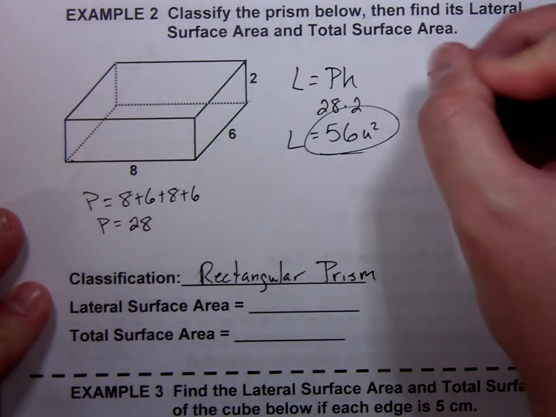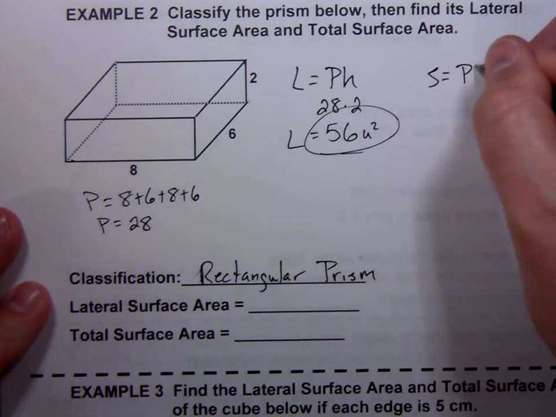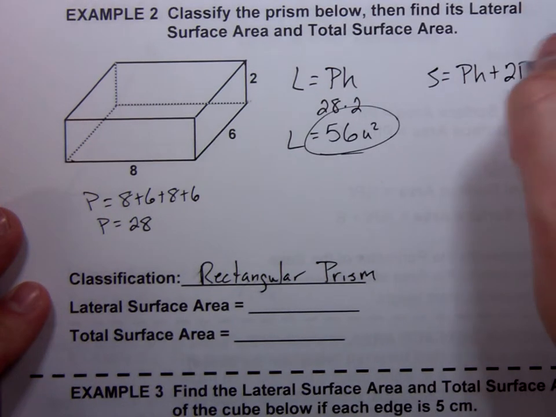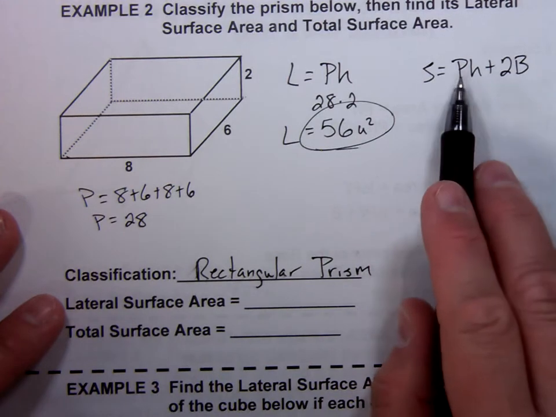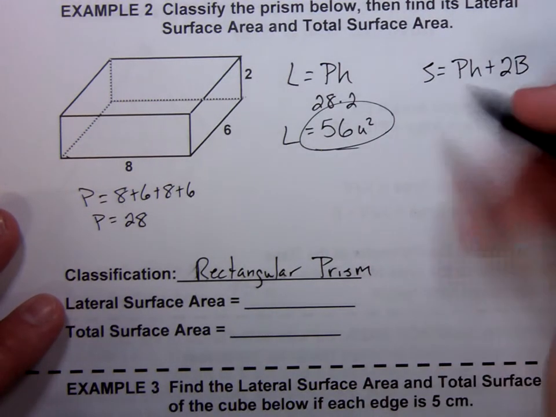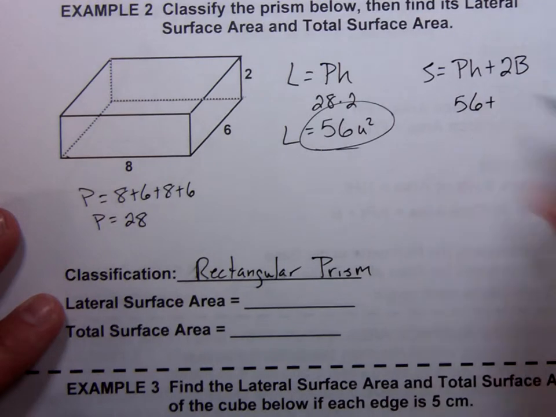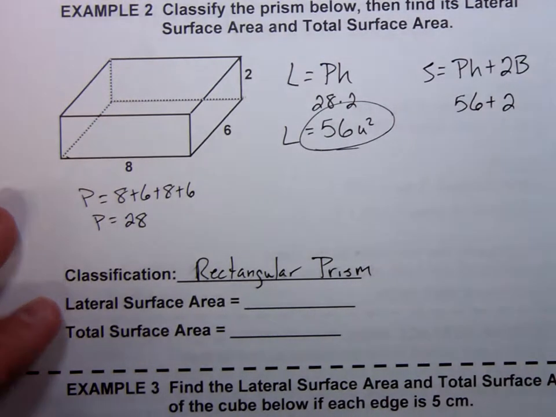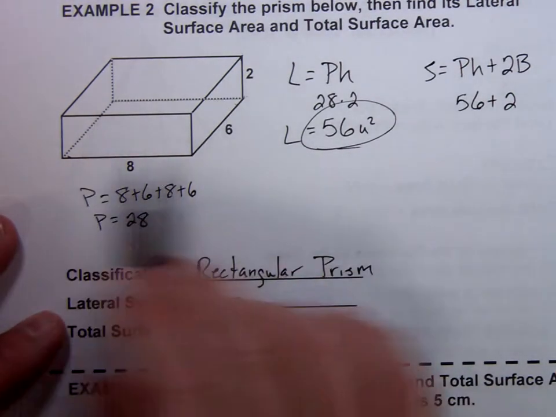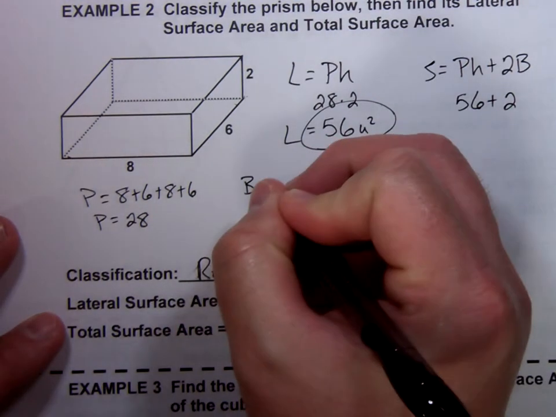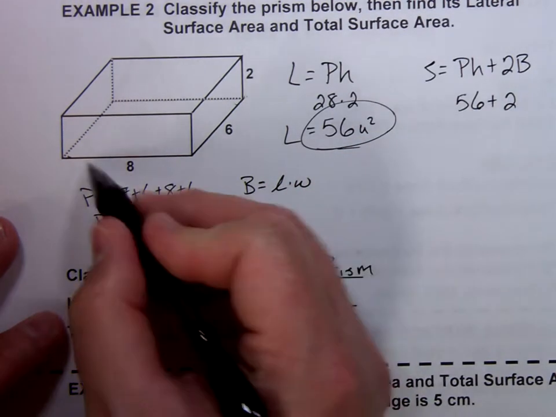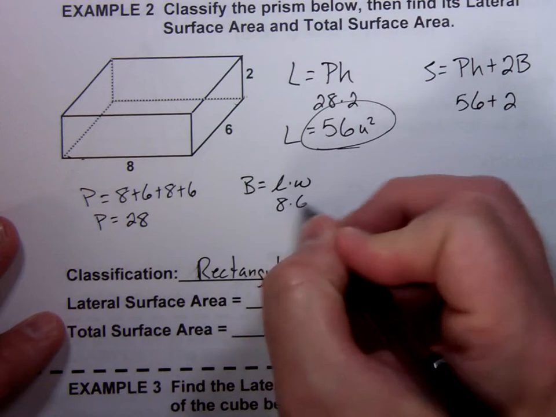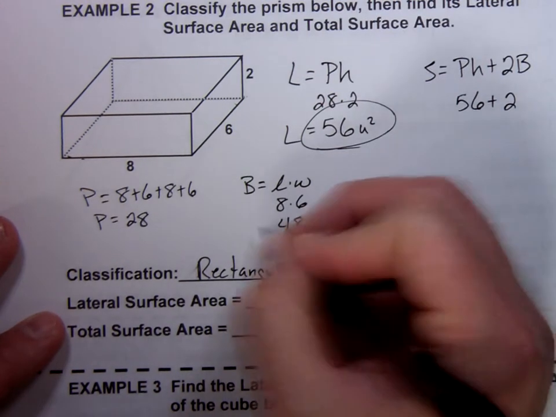All right, total surface area is perimeter of the base times the height plus 2 times the area of the base. Now, we already did this work. We already found that the perimeter of the base times the height is 56. So I can go ahead and substitute that in there. And then all I really need to do is find the area of the base so I can plug that in. Okay, well the base is a rectangle. Area of a rectangle is length times width. So the length and width of the base are 8 and 6. And 8 times 6 is 48.